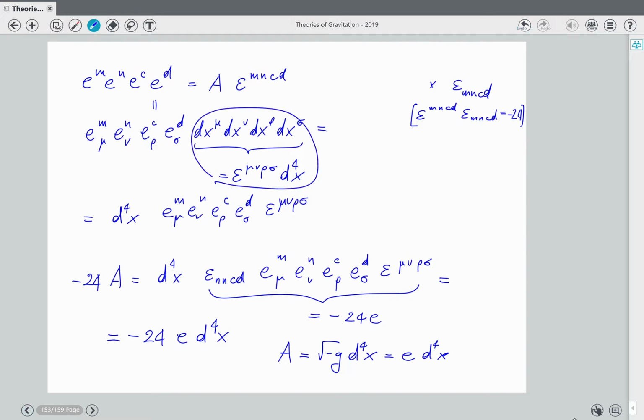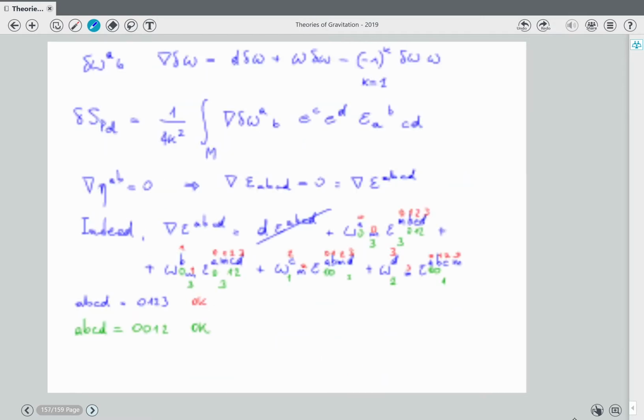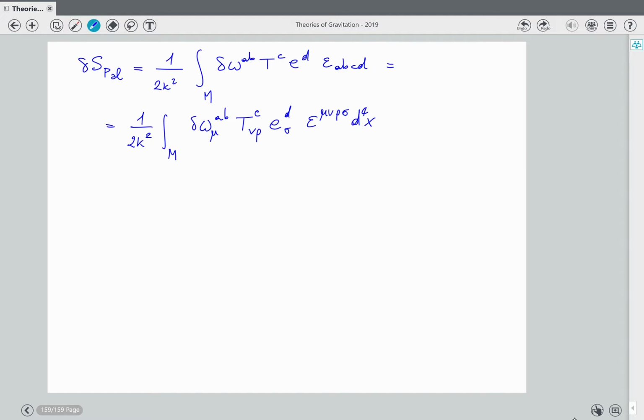Here it is, and epsilon ABCD. Now we can drop those things. So this is 0 for every delta omega mu AB. And as long as this coefficient is antisymmetric in A and B, which is true already, so you don't need to antisymmetrize, we can conclude that 0 is equal to T C nu rho, E D sigma, epsilon mu nu rho sigma, epsilon ABCD.